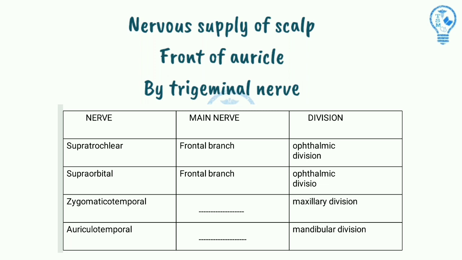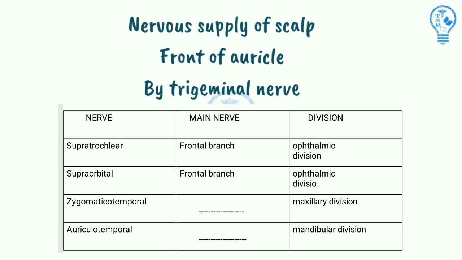From this ophthalmic division, there comes a frontal branch. From this frontal branch, it gives two nerves. They are supratrochlear and supraorbital. From the next division of trigeminal nerve, maxillary division, comes zygomaticotemporal nerve. From the mandibular division, auriculotemporal.